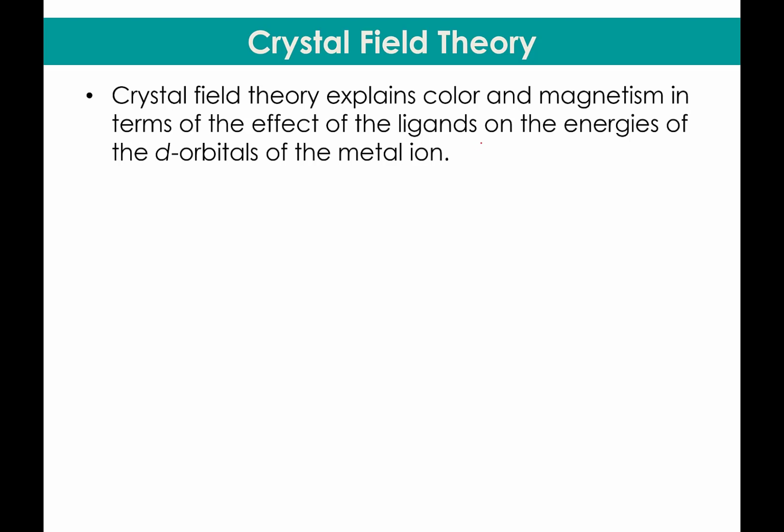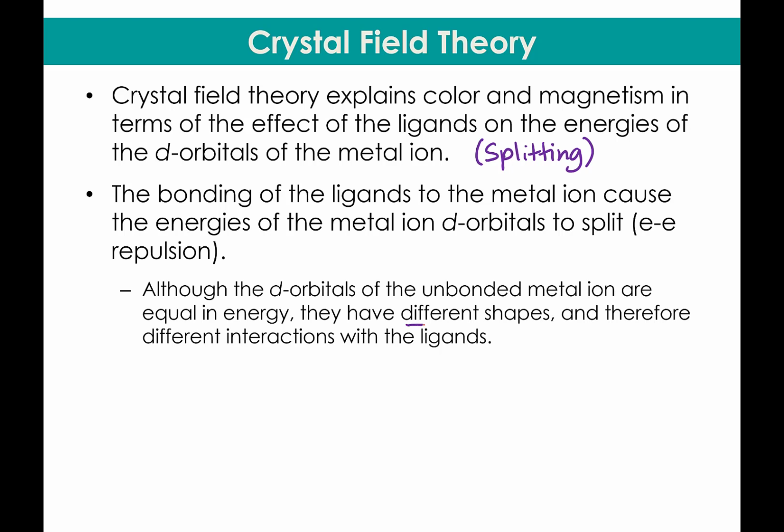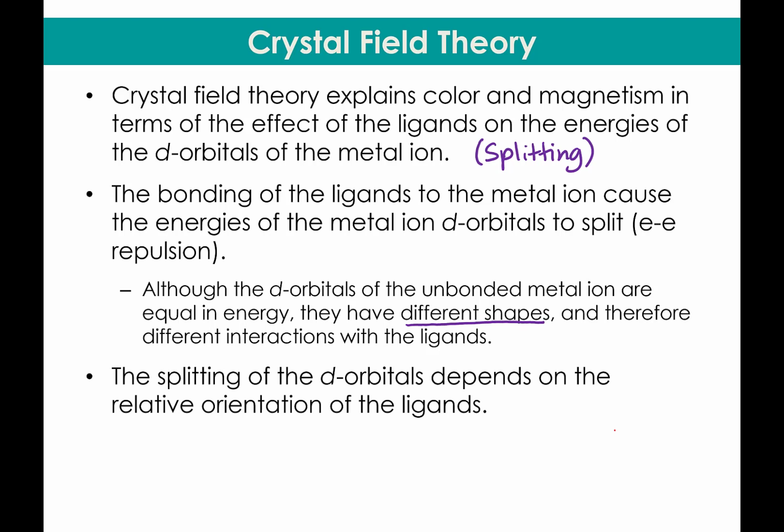So this splitting that we're talking about, we get this splitting because of the geometry of the ligands. Depending upon the shape that we have, we get different interactions of the d orbitals and the ligands, resulting in different crystal field splittings. So the splitting of your d orbitals depends on the relative orientation of the ligands, or we could say the shape or the geometry. So far we've seen it for octahedral, but we'll also show you what tetrahedral and square planar splittings look like.